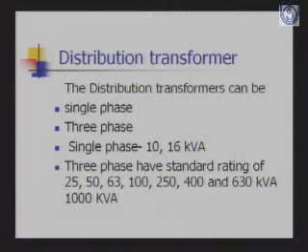The distribution transformers can be single phase, like for HVDS, or 3-phase. The single phase transformers have a capacity of 5, 10, 16 or 25 kVA. The 3-phase transformers may have a standard rating of 25, 50, 63, 100, 250, 400, 630 and 1000 kVA. These are the preferred ratings, but other ratings can also be used.